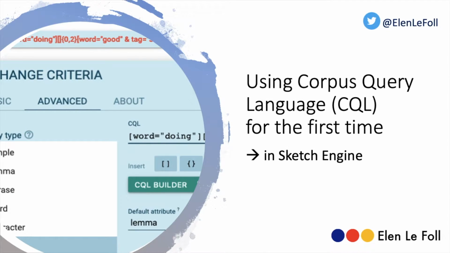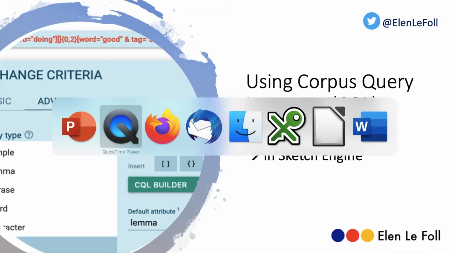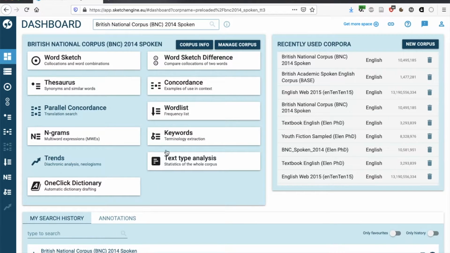In this video, I'm going to show you how to use Corpus Query Language, short CQL, for the first time in Sketch Engine. So let's go to Sketch Engine. And for this example, I'll be querying the Spoken BNC 2014.